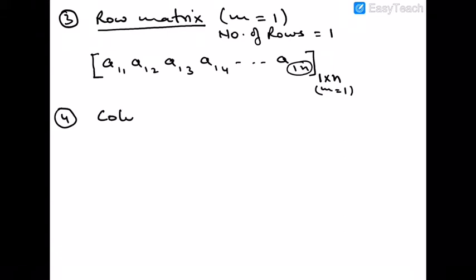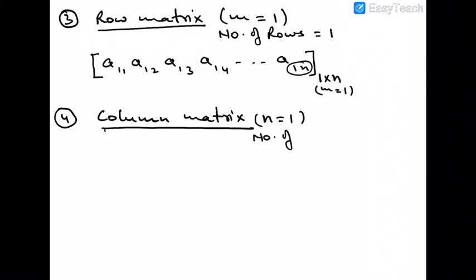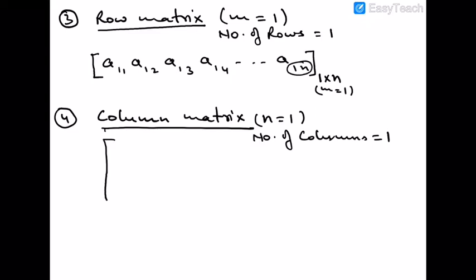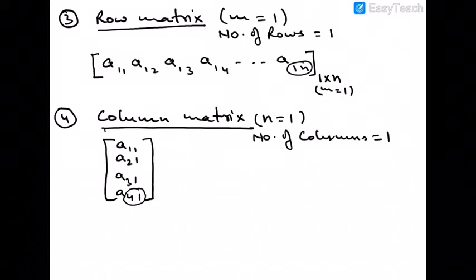Now for the column matrix, we will have only one column, that is n is equal to 1 here. So like the matrix A11, A21, A31 up to Am1, and it is of the order m times 1. So n is 1 here. So this is a column matrix.